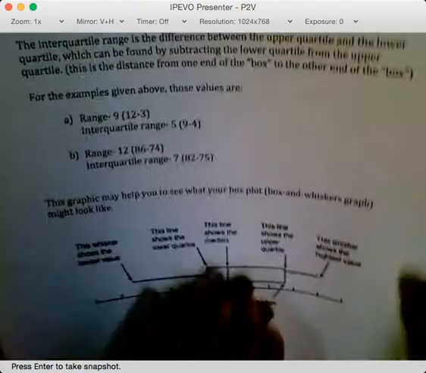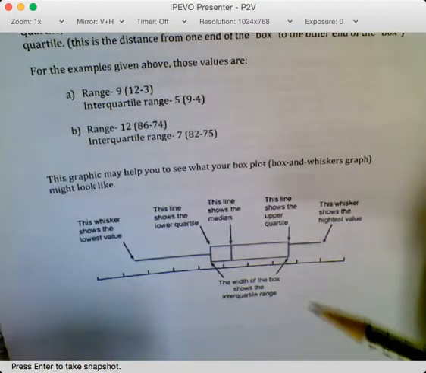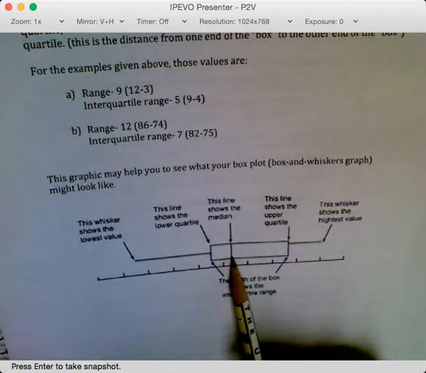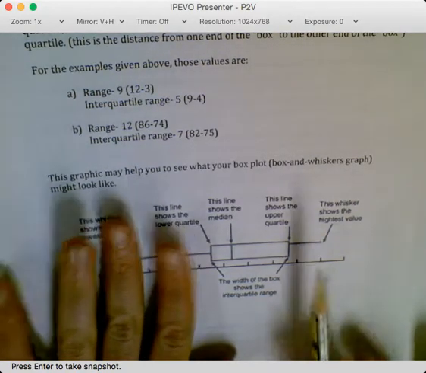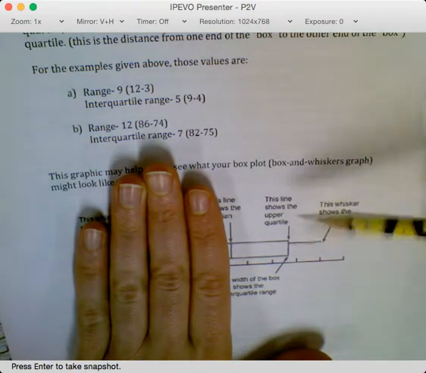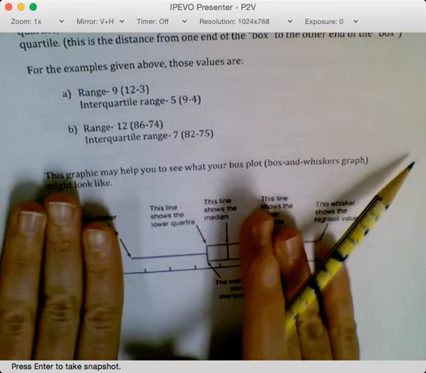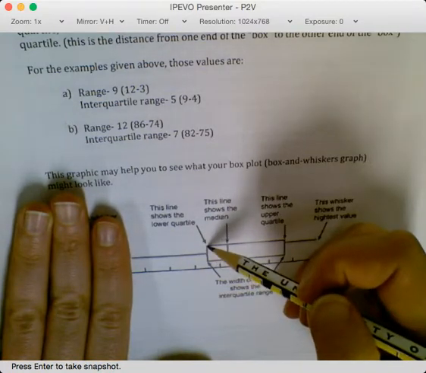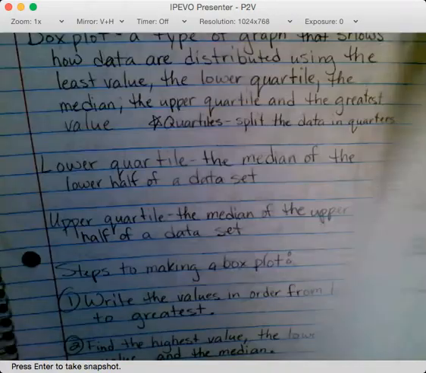So what do I mean by that? Remember in the last chapter we talked about medians, which were one of the measures of center. The median is in the middle. So the median would split it into 2 pieces. And then you would take each of those 2 pieces, and the upper quartile is the middle of that top half, and the lower quartile is the middle of the bottom half. So that's what the upper and lower quartiles are.